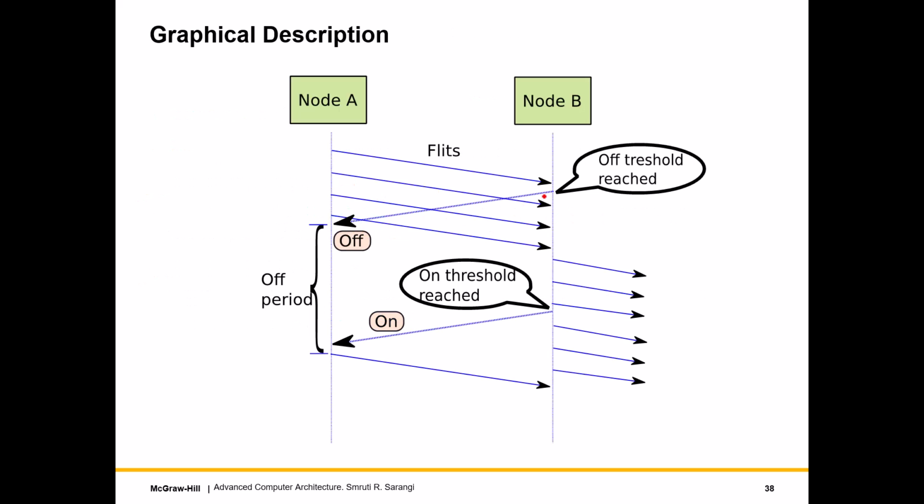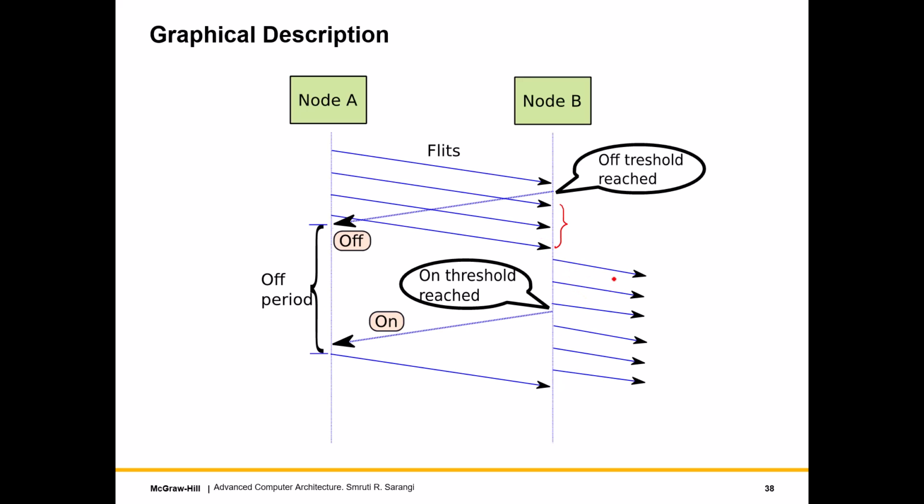So let's look at it. Let us say an off threshold has been reached. We send an off message. The moment A gets the message, it will turn itself off. But of course, it is possible that many flits that started their journey before this time period could be in flight. So we need to have enough buffers to store all of these in-flight flits, right? All of these have to be stored since you are not allowed to drop.